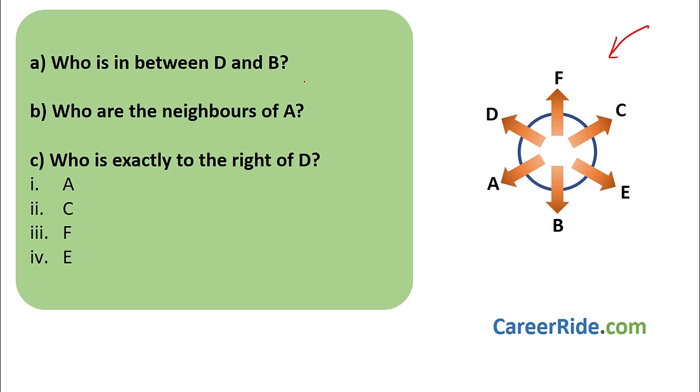Who is between D and B? D, B. A, answer is A. Who are neighbors of A? A is over here. Neighbors are D and B. Who is exactly to the right of D? Now, this is D. D is facing outside. Right of D is this. Who is exactly to the right of D? F. F is the answer. See how easy it becomes to solve the questions. You get the answers to all these questions in hardly 10 seconds if you draw the diagram properly. Moving on to the next question.